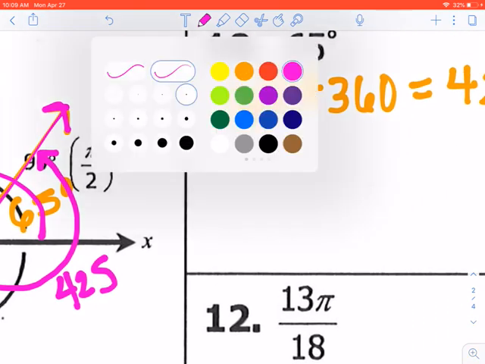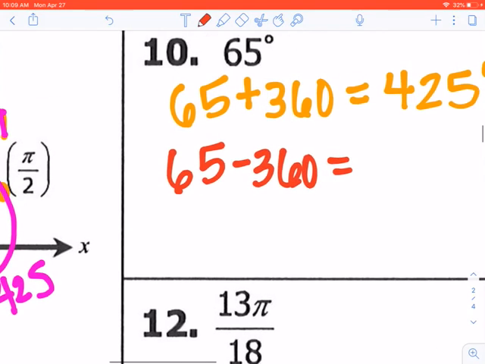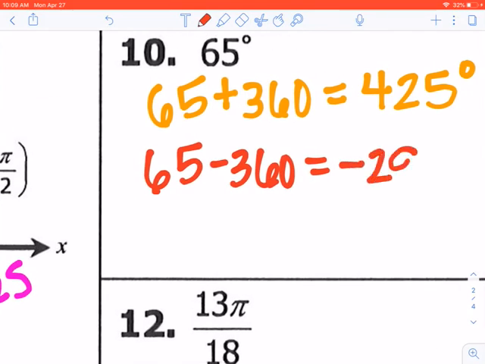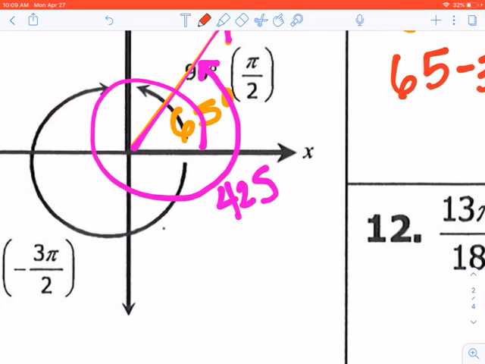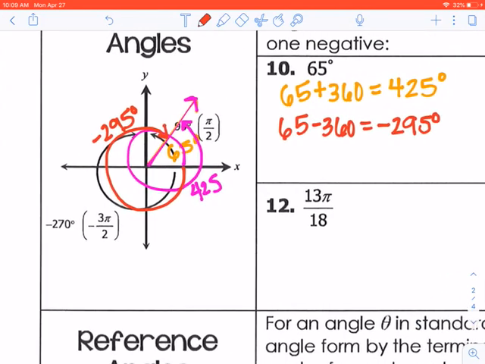Now the same thing happens in the negative direction. If I take 65 and I subtract 360, I get a negative 295 degrees. So if I work backwards, okay, and I go negative 295 degrees, I will still end at that same spot of that 65 degree angle. So negative 295 and 65 degrees are called coterminal angles.